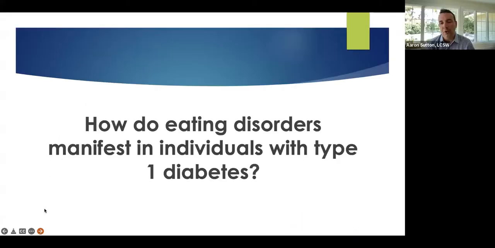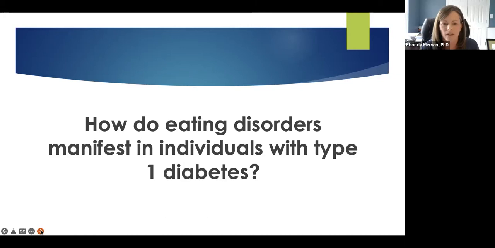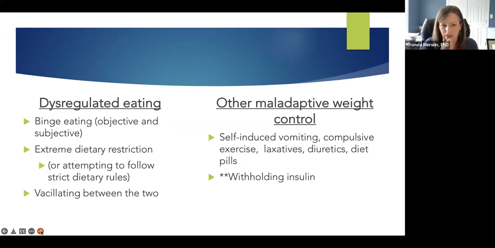So, how do eating disorders manifest? You were just talking about disordered eating and eating disorders. So how do they manifest in individuals with type 1 diabetes? And another question that came from the chat earlier is, why type 1 only as well? Why are we talking about that and not type 2? So do you want to go ahead and advance to the next slide, and we'll talk about the different clusters of behaviors that you see.